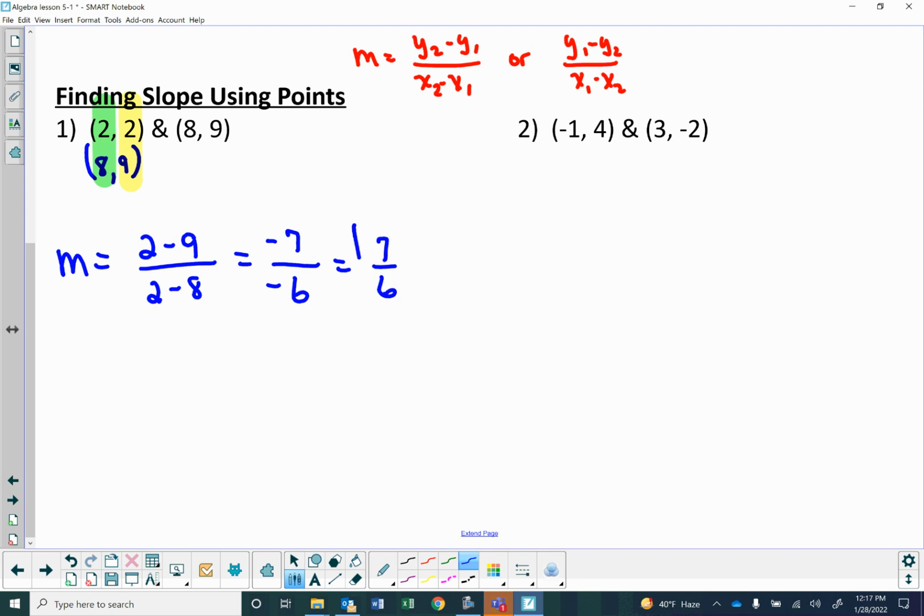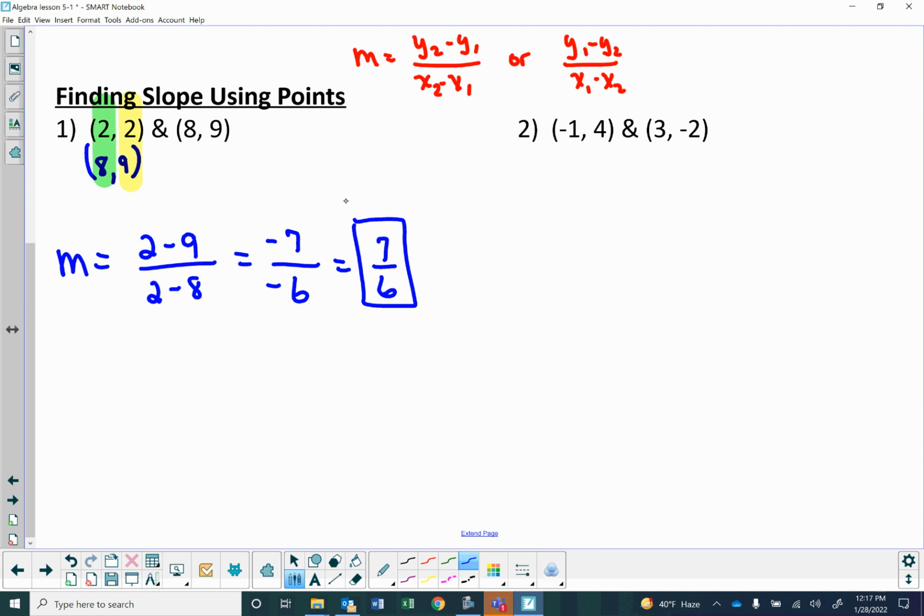Do not change this to a mixed number. Don't change this to 1 and 1/6. Slope is never a mixed number. It is an improper fraction or it is a whole number, but it is never, ever, ever a mixed number. So the slope between these 2 points is 7/6, and I didn't have to graph them, which makes it a little bit easier to do, especially if you have a lot of points.